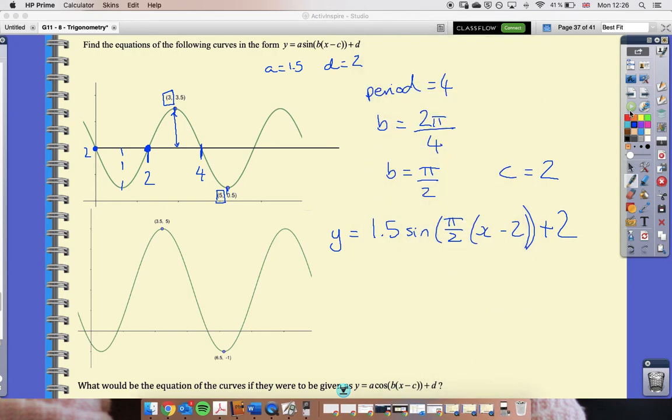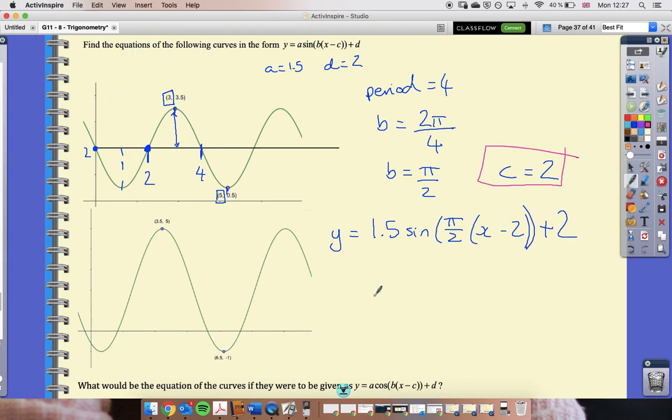If this was cosine rather than a sine curve, if we'd been told to use cosine or we'd chosen to use cosine, what changes? The amplitude does not change. The principal axis does not change. The B value does not change because it's still the same period. It's only the C value that's going to be different.